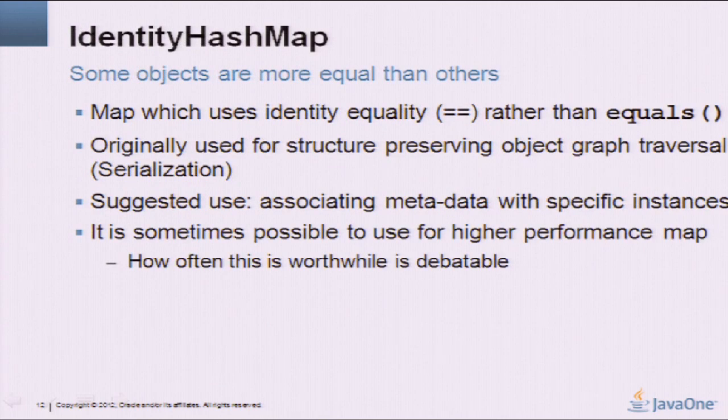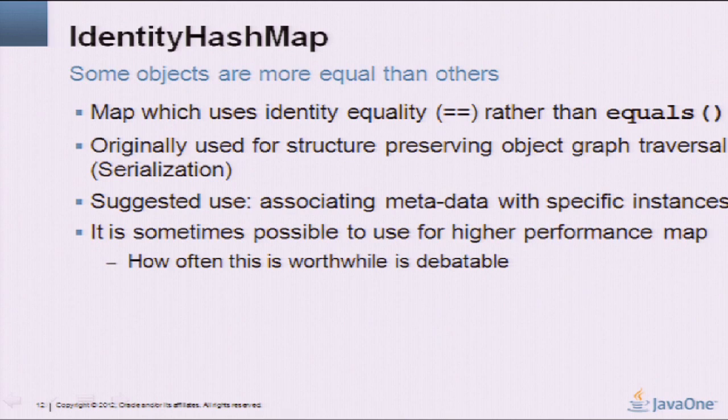IdentityHashMap is a map which is really unusual. It's probably the most unusual map type. And the reason it's most unusual is that it doesn't use the equals operation or hash code in order to determine equality of entries. Instead, it just uses identity equality. And it's mostly used for very specific purposes like serialization, where you need to maintain an object graph.